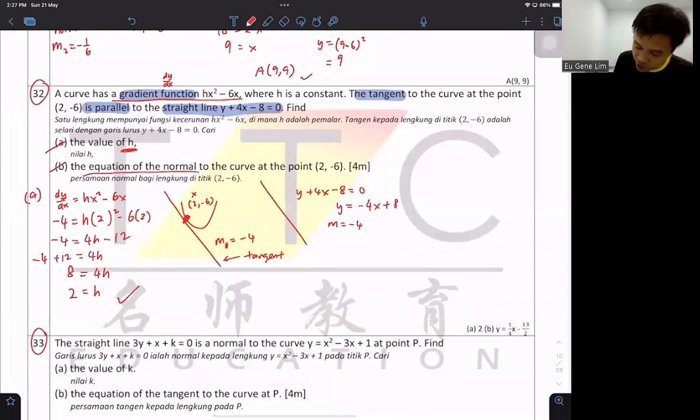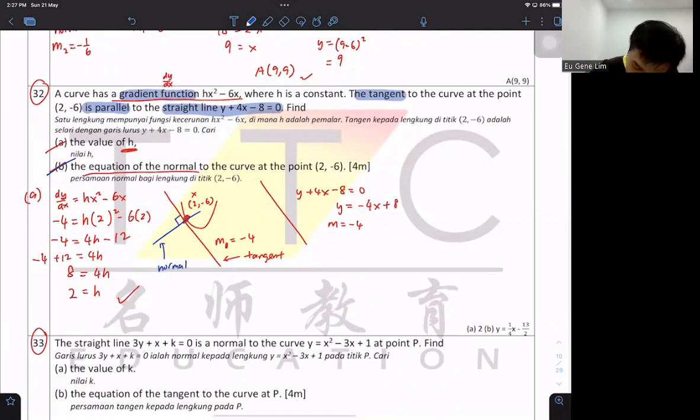They ask you to find the equation of the normal at the point (2, -6). Meaning at this point, right? Where is the normal? I use blue color. Here. This one, 90 degrees. This is a normal.